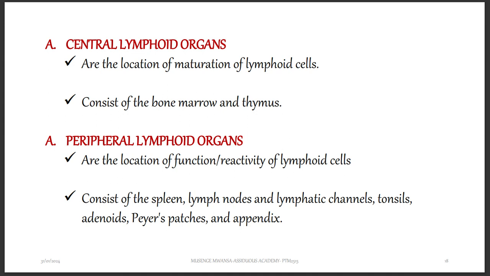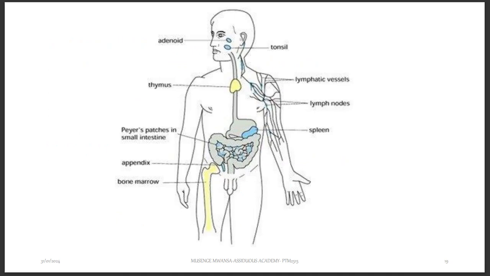So the peripheral lymphoid organs are the location of the function or the reactivity of the cells which have been made in the central lymphoid organs. And the peripheral lymphoid organs are many. You are going to have the spleen, the lymph nodes, lymphatic channels, tonsils, adenoids, Peyer's patches, the appendix. We are going to understand each one of these. If we just look at these ones, then we are done with the class. Okay, but it's not short.